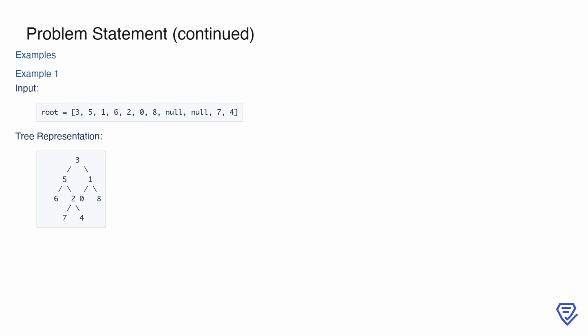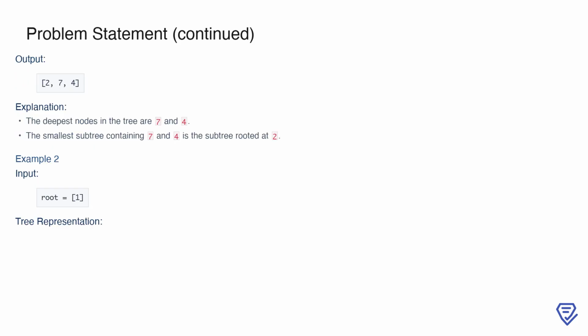Consider this binary tree, where the input is represented as root equals 3, 5, 1, 6, 2, 0, 8, null, null, 7, 4. The tree structure looks like this. We have node 3 at the root, with its left child as node 5 and its right child as node 1. Node 5 has children 6 and 2, while node 2 has its own children, 7 and 4. Similarly, node 1 has children 0 and 8. This gives us a clear visual representation of the tree structure.